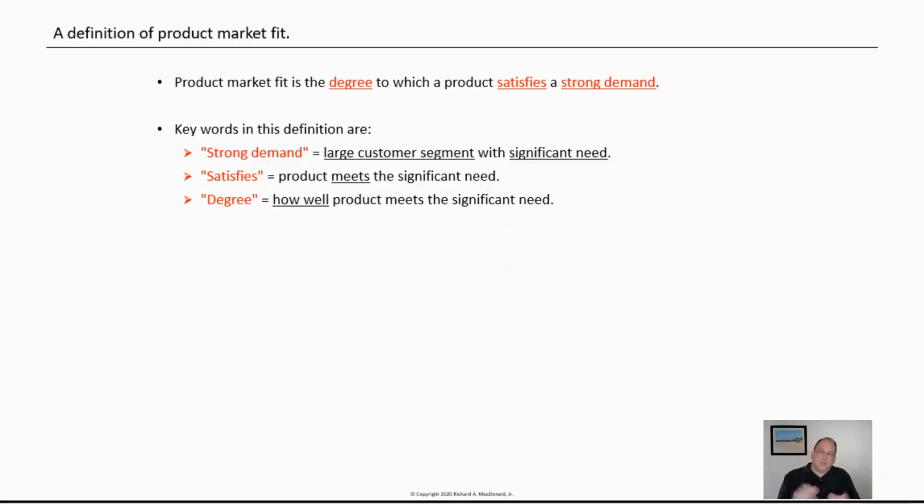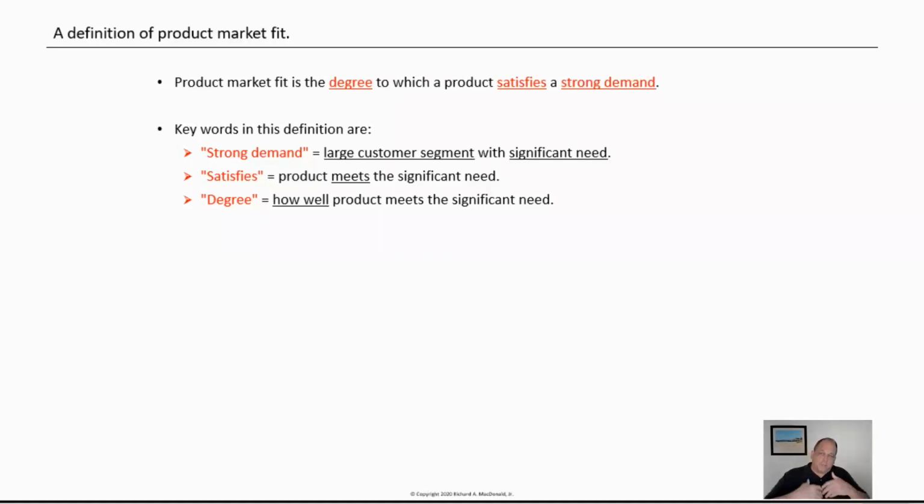So let's unpack that a little bit. Let's start with strong demand. What does that mean? Well, it means you have to have a large customer segment that has a significant need. That creates a strong demand. A small customer segment with a significant need, that's a small demand. And vice versa, a large customer segment with a minor need, that's still a small demand. So we need a large customer segment that has a significant need that creates a strong demand.